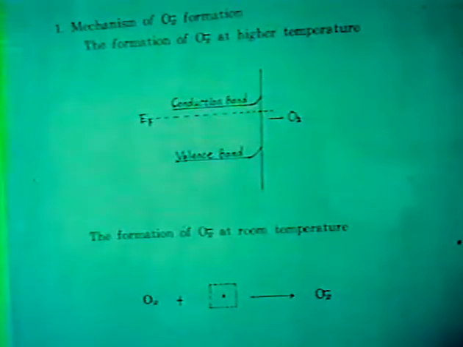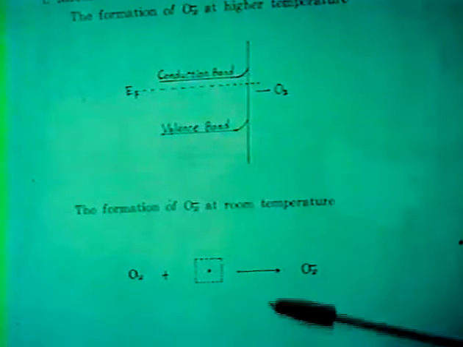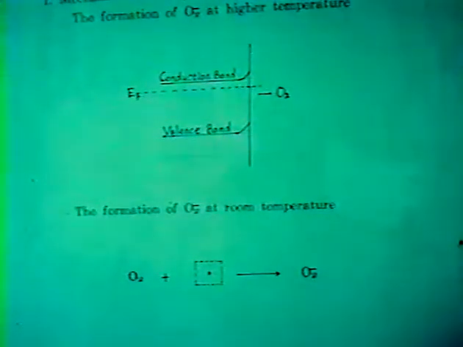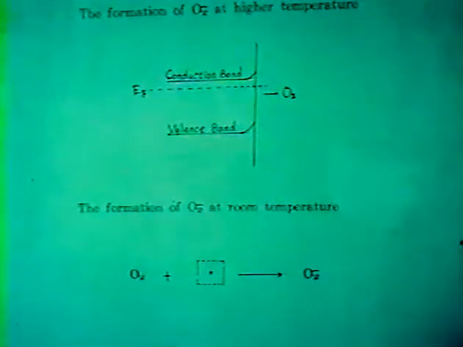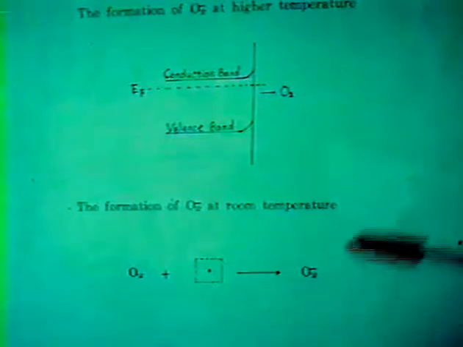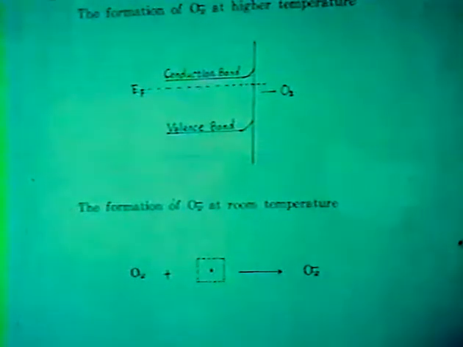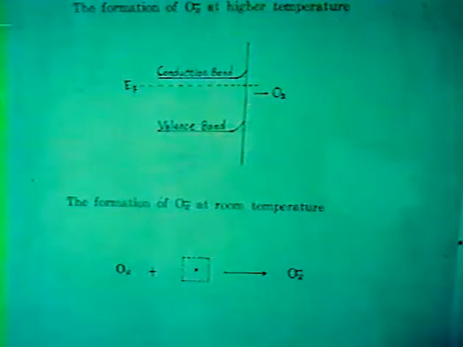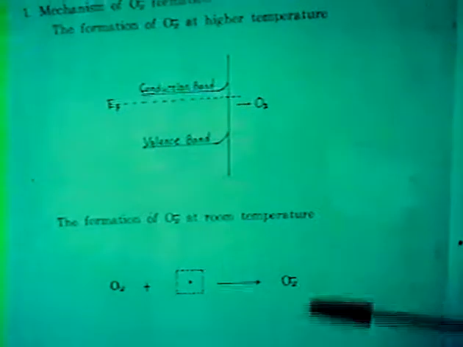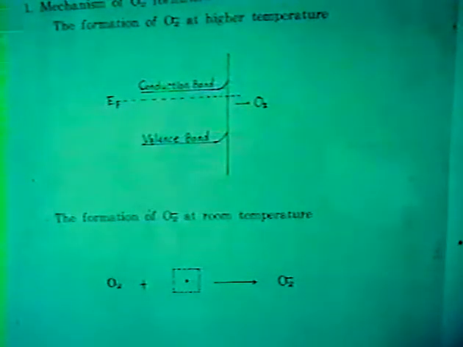In the absence of gas oxygen, the electron could be captured by the surface vacancy, oxygen vacancy, and at room temperature, the F center could be formed. And at room temperature, when the oxygen molecule is introduced, the molecule could obtain the electron in the F center, and lead to the formation of superoxide species at room temperature.